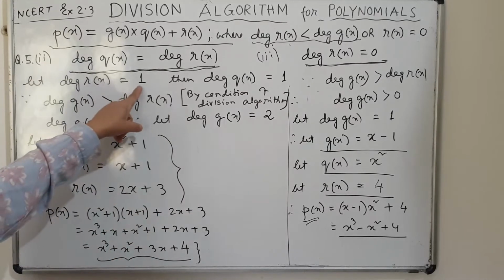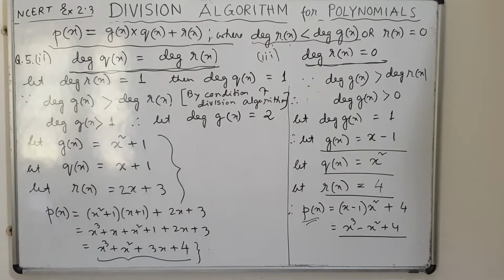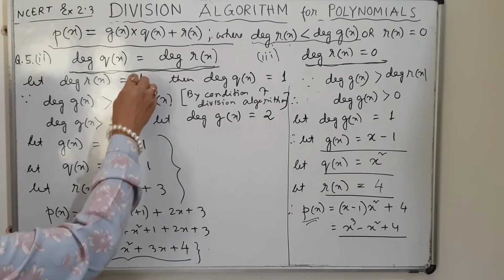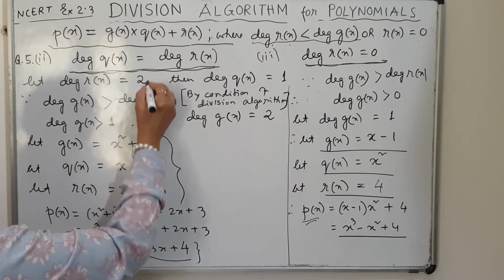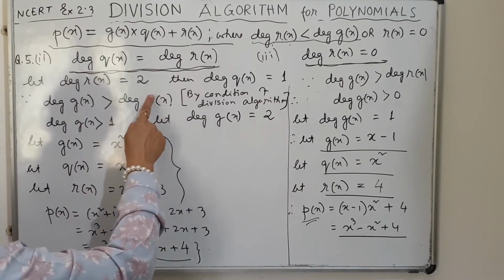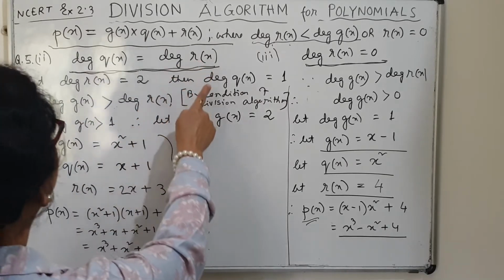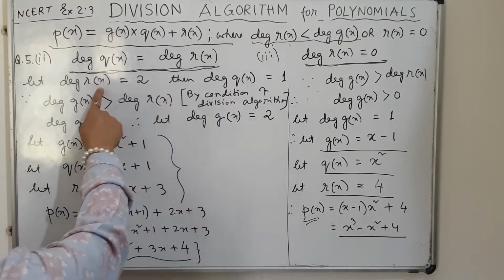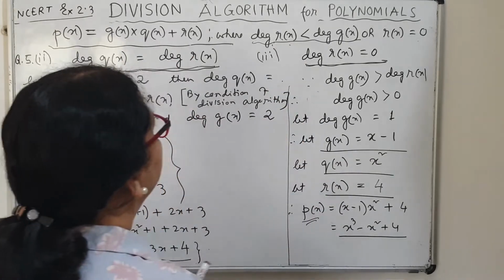Simply if I now change the degree, say instead of 1, if I make the degree 2 now, what will happen? Let's see. Let me give another set of examples. This was one set. So here I am changing the degree, say 2. Then according to the condition, degree of q(x) is the same as degree of r(x). Okay, so degree of r(x) I have taken 2. So degree of q(x) will be the same, so it will be again 2.